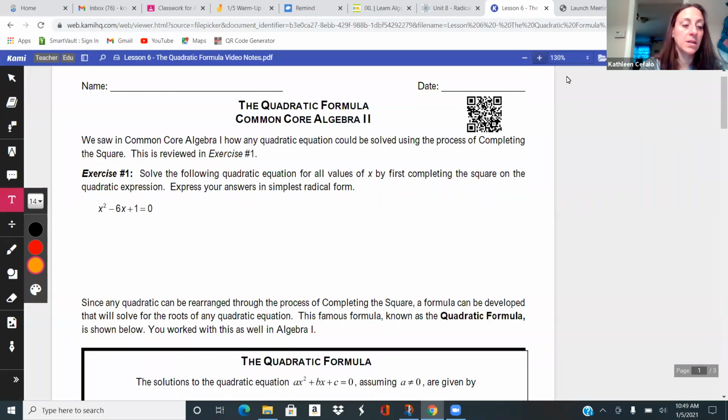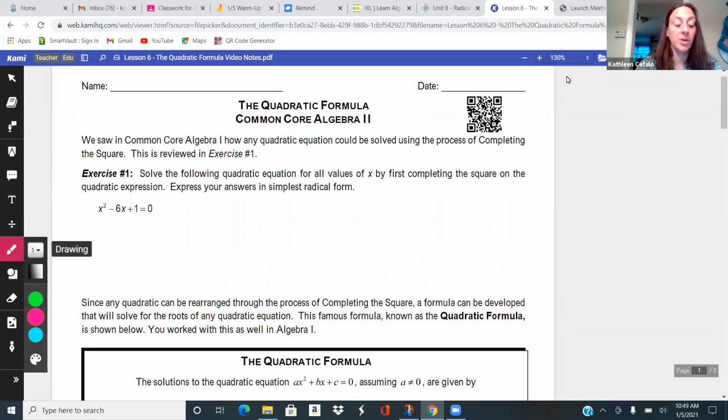So today we are taking a look at the quadratic formula, a very important formula that we use quite a bit throughout algebra 2 and pre-calc. It's super helpful, and it's a different way to solve a quadratic equation.